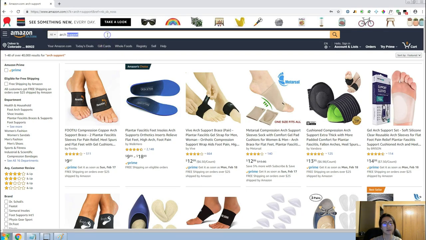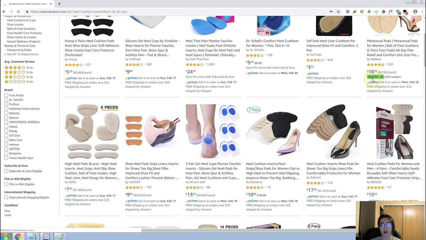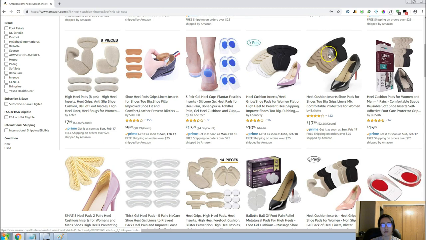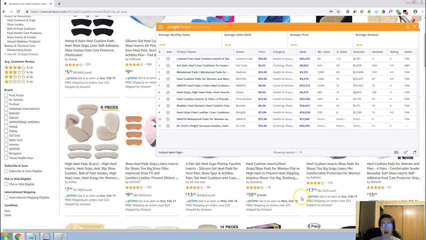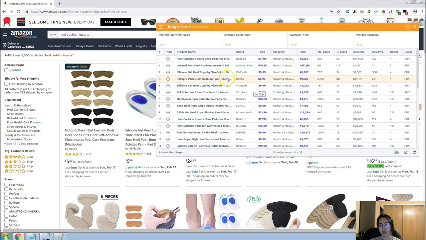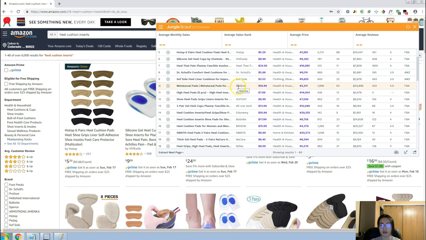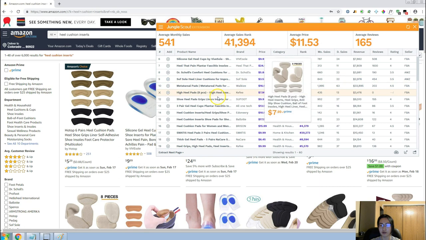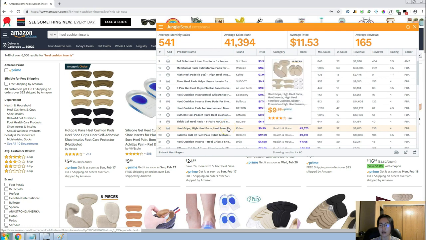Heel cushion inserts. I feel like women would appreciate things like this for their high heels. Dang, not bad. So you see these guys that are multiple hundreds, right? But like I said with the other niche, there is depth to this market because there's not a brand that's really just dominating. People are just really looking for a product that's priced well and that has good images and that kind of thing. So when there's a lack of brand loyalty, there is opportunity. There's potential in this.